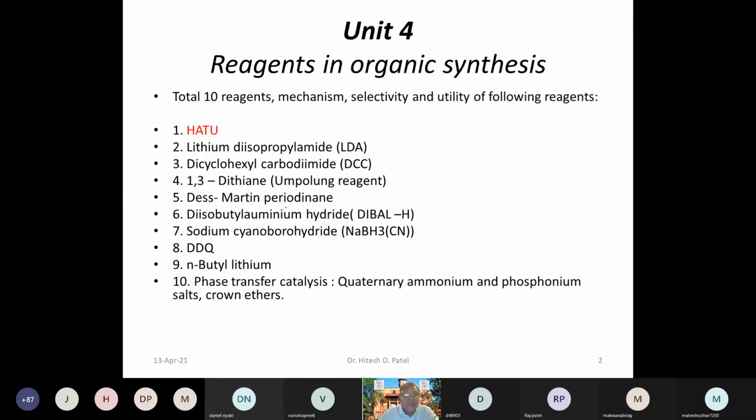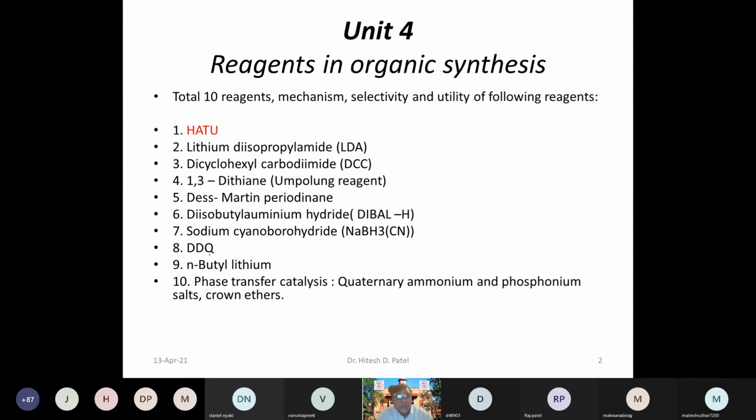Its name is DMP. Then the next one is DIBAL-H, diisobutyl aluminum hydride. This reagent we can use for reduction reactions. Then the next one is sodium cyanoborohydride, NaBH3CN. Now this sodium cyanoborohydride has a specific characteristic, and by use of this reagent we can carry out reductive amination. So two reactions we can carry out simultaneously. One is reduction, second is amination. So it is known as the reductive amination reaction.